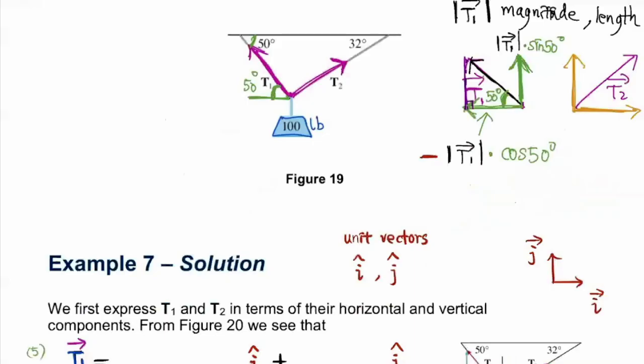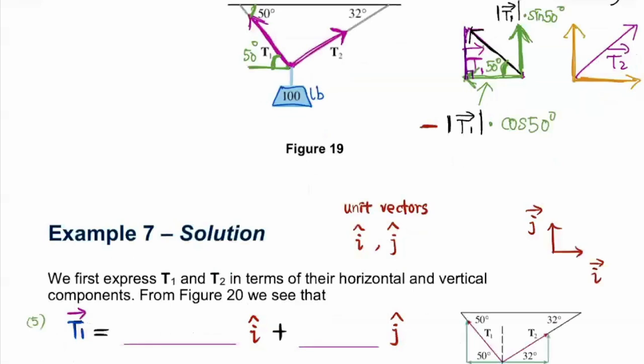Now, T1, if you break it down into components, right? The first component, the x component, we have this. So let me write it down. The x component will be negative, and it's along the i direction. Notice that there's a minus sign here because it points to the negative direction. And then the y component will be this one, multiplied by sine of 50 degrees. You got it. Good job.